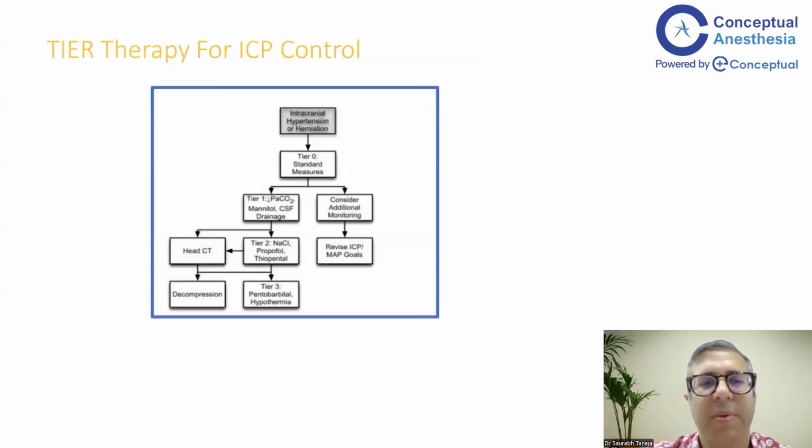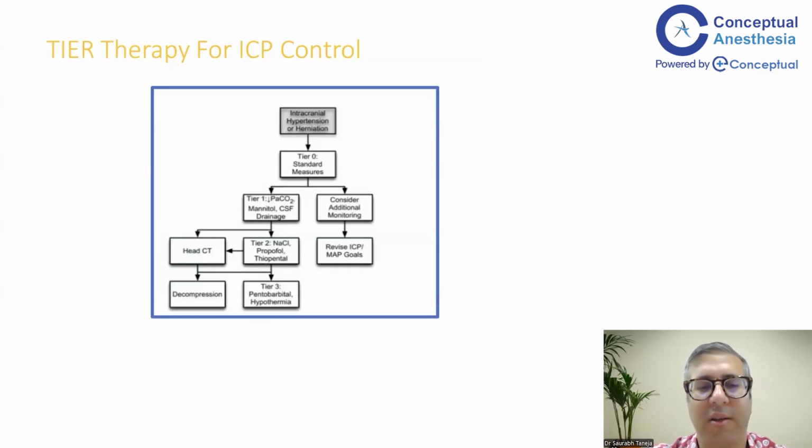Now there's a tiered therapy for ICP control. So when there is increased intracranial hypertension, or ICP is raised, cerebral perfusion pressure is decreased, and you feel that the patient may go into herniation, we use standard measures. What are the standard measures? Maintaining a neutral position of the head, elevation of the head end because it leads to increased venous blood flow and increased flow of CSF, maintaining normothermia, avoiding hypotension, and avoiding hypoxemia. So this is the first standard measure.